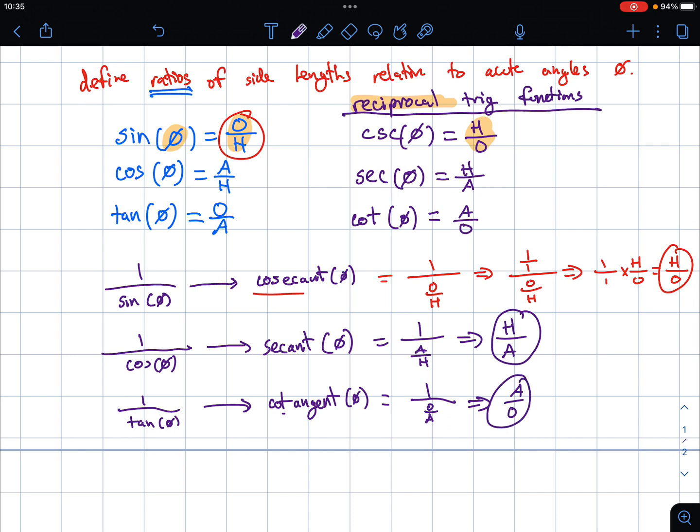So that is a little bit of new information. Probably didn't see that in geometry class. However, it's not too bad. It's just the flipped version of the trig functions, the reciprocals.